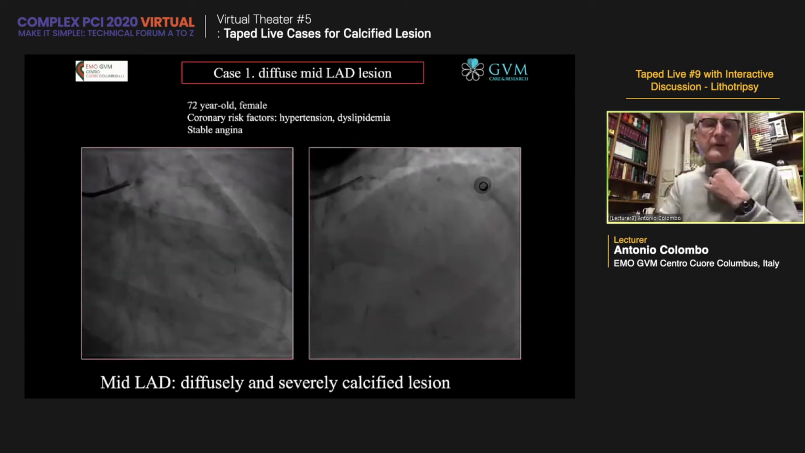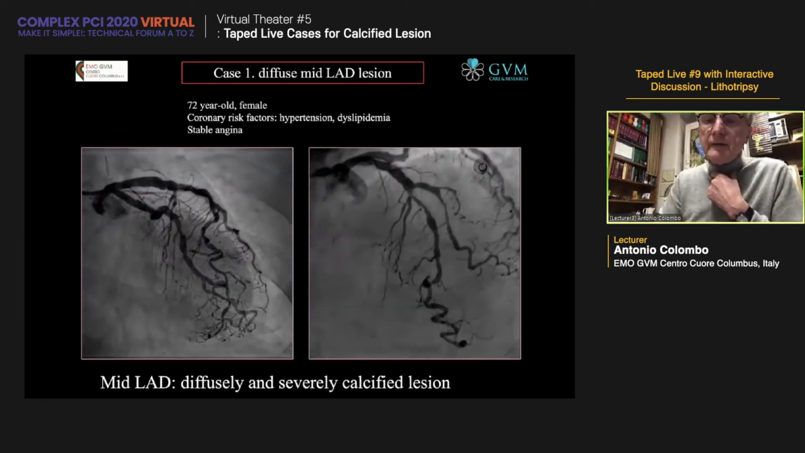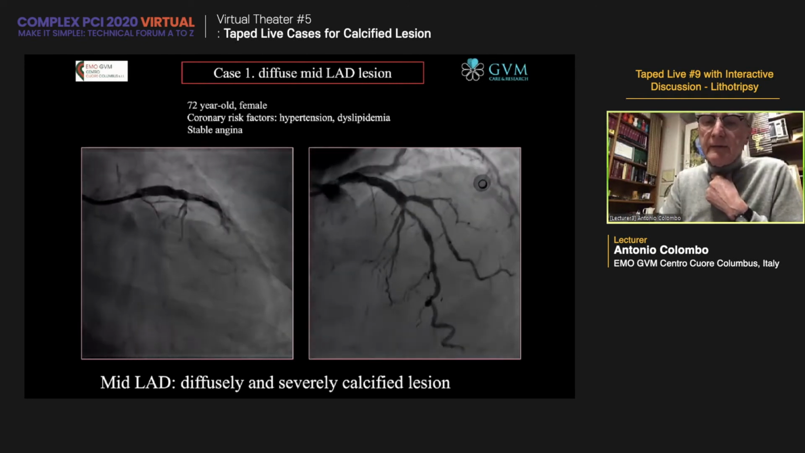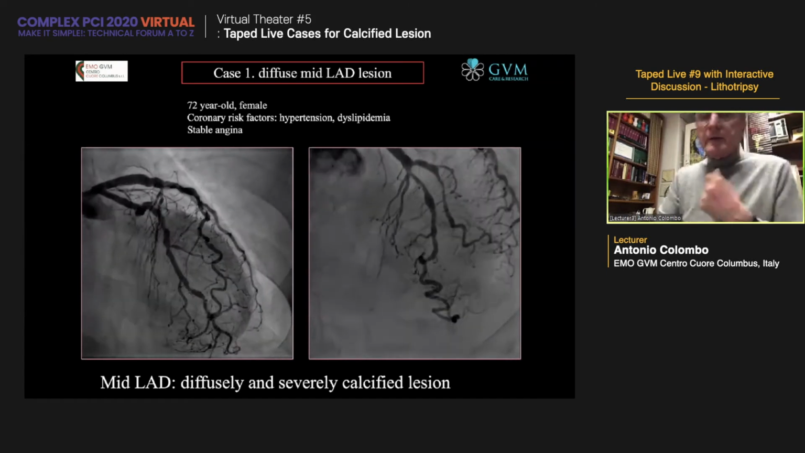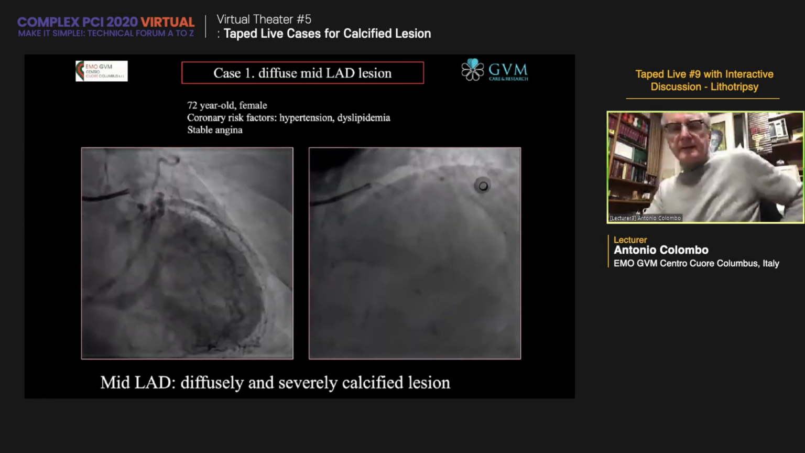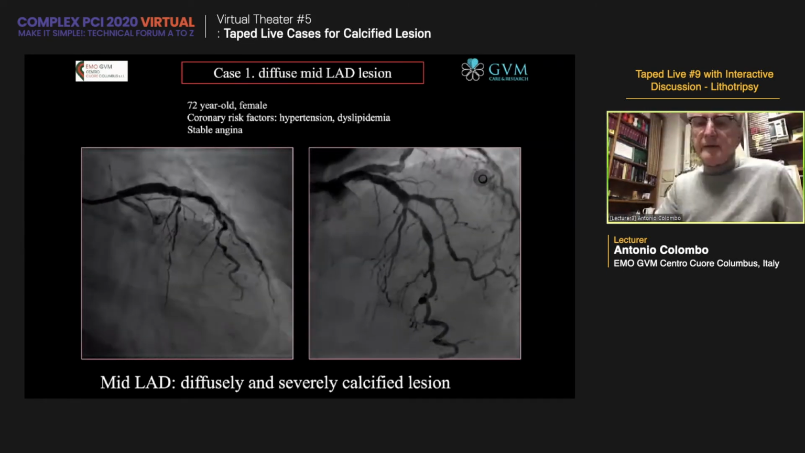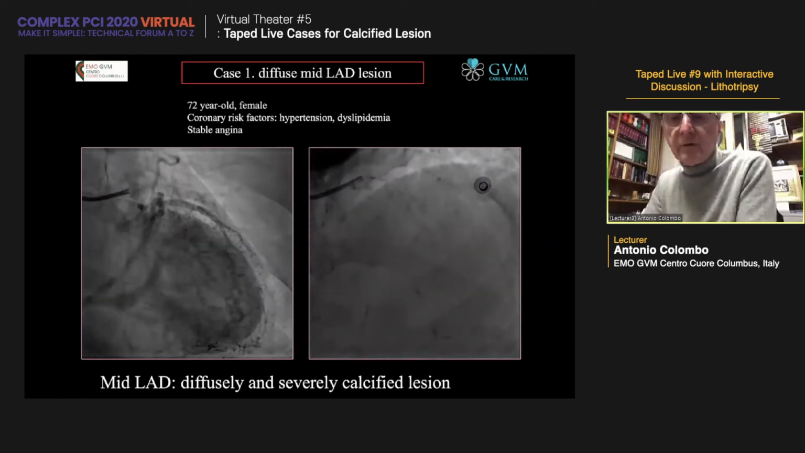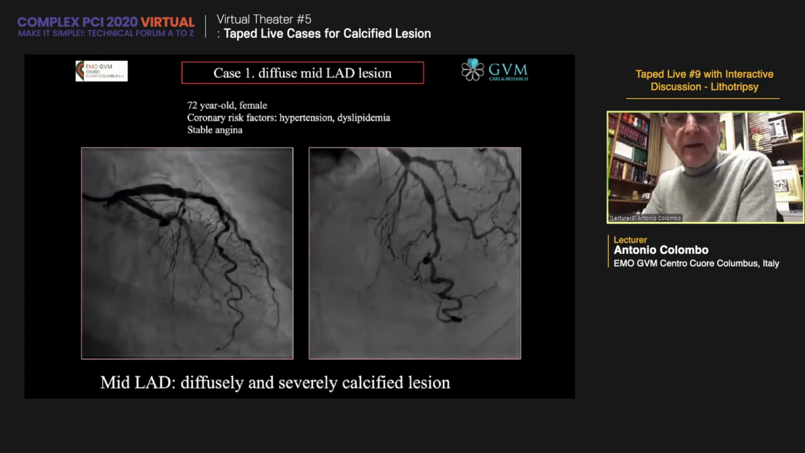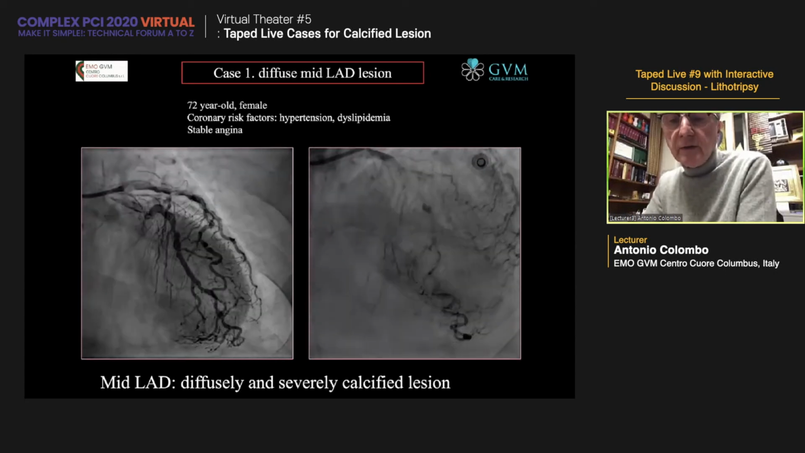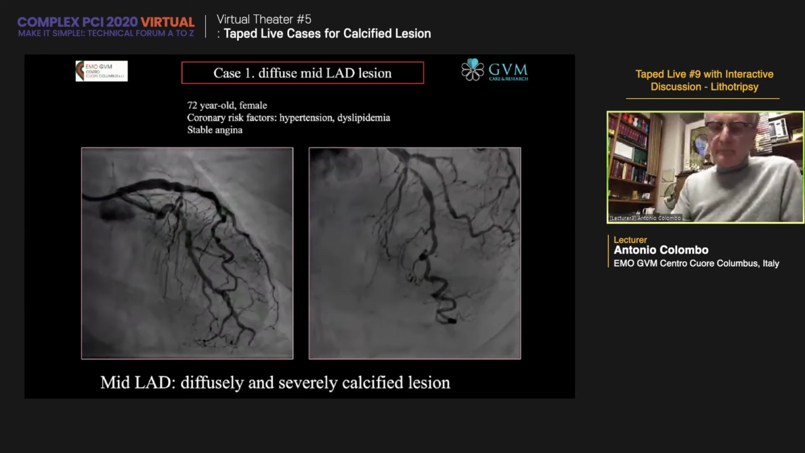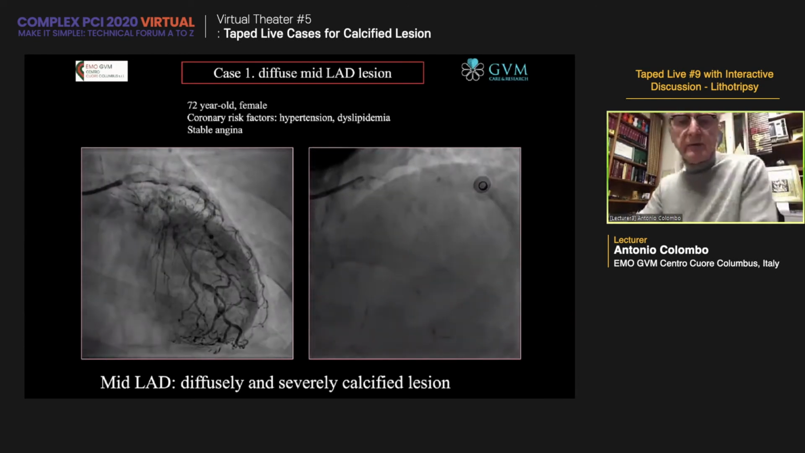I have no conflicts to disclose. As you can see, this is a large mid-LAD, a very large vessel. It is clearly calcified. You can do high pressure balloon inflation without any question. You can do atherectomy and high pressure balloon inflation. We definitely did this approach for several years, for more than 20 years, with good results.